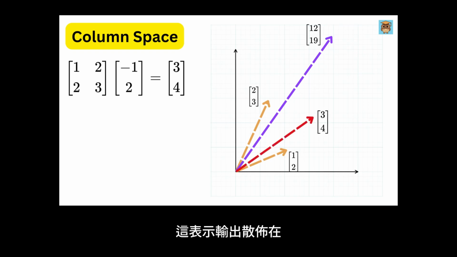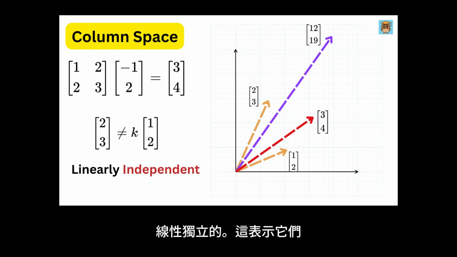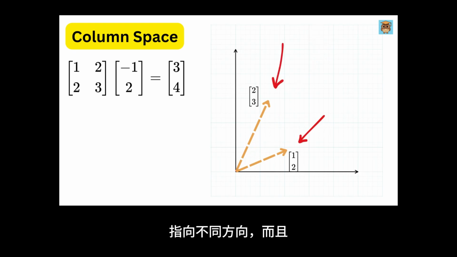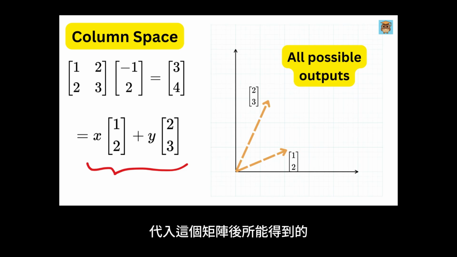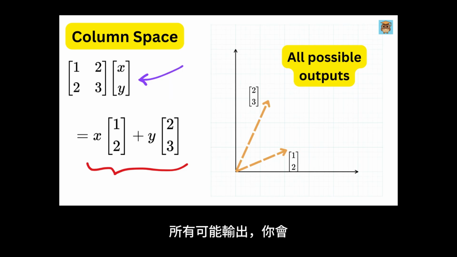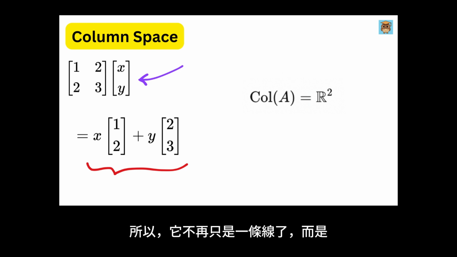So this means that the outputs spread out across the plane. So, the matrix can reach any point in the 2D space. It's not restricted to just a line like before. Why? Because its columns are linearly independent. That means they point in different directions, and together they can cover the whole plane through linear combinations. So if you imagine all possible outputs you can get from this matrix, by plugging in every possible input vector, you'd get the entire 2D space. Thus, the column space of the matrix is all of R squared, which we write like this. So, it's not just a line anymore, it's the whole plane.